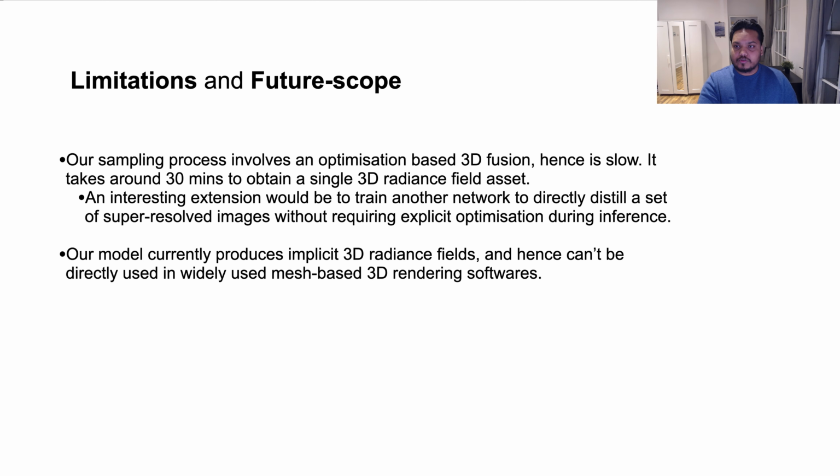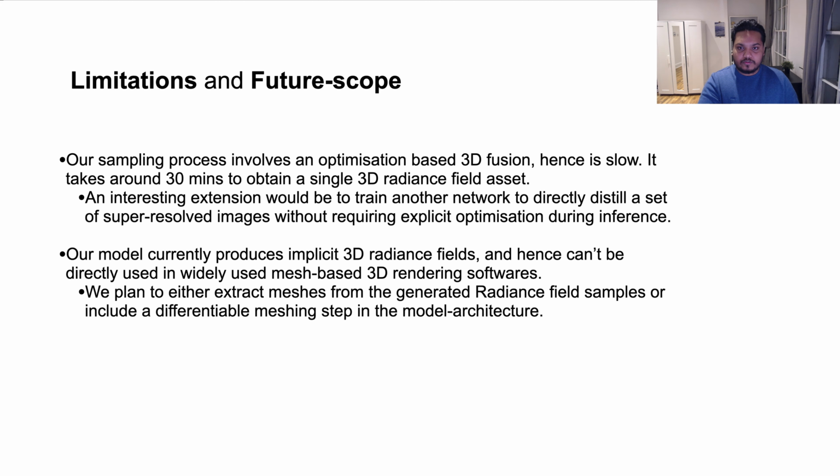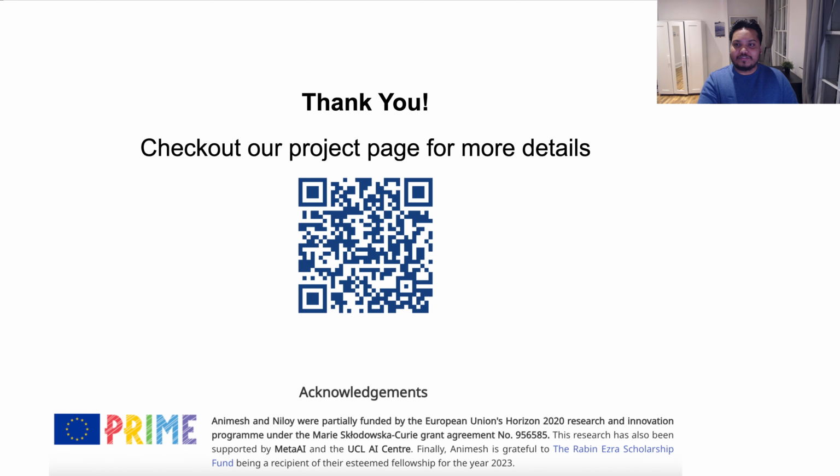Secondly, our produced samples are in the form of implicit 3D radiance fields, which restricts their use in 3D rendering software. It would be interesting to extract clean meshes from our samples or to integrate differentiable meshing into our method directly. Please feel free to check out our project page by scanning the QR code.